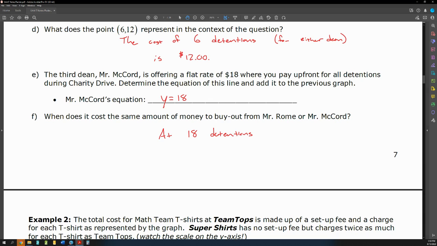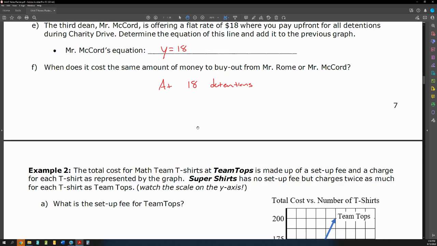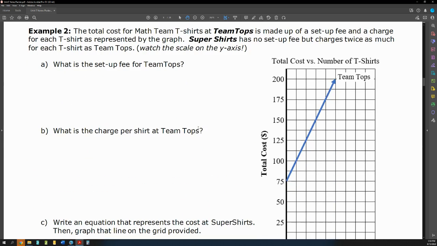All right, let's try another example. Example 2, the total cost for the Math Team t-shirts at Team Tops is made up of a setup fee and a charge for each t-shirt as represented by the graph. Super Shirts has no setup fee but charges twice as much for each t-shirt as Team Tops. Watch the scale on the y-axis.